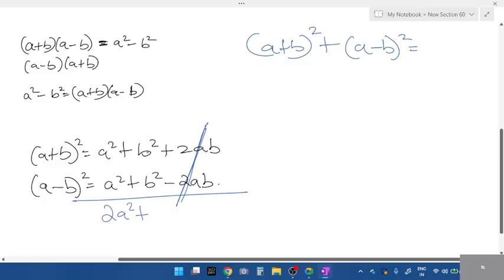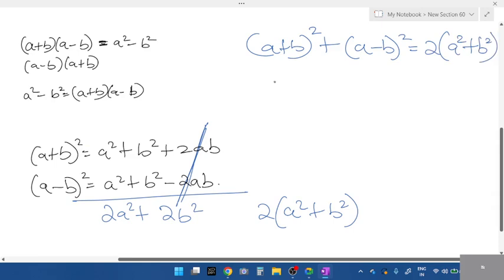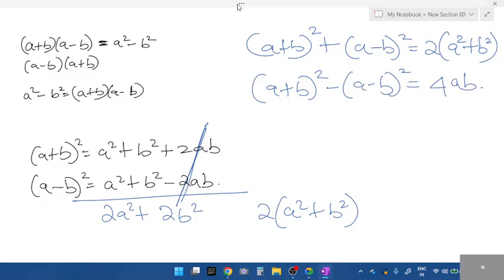2a square. What is common? 2 is common. 2 into a square plus b square, this is the answer we get. So remember, when you add both together, students, the formula is 2 into a square plus b square. Make a note. And when you subtract it, the formula is 4ab. This is the formula, 4ab.